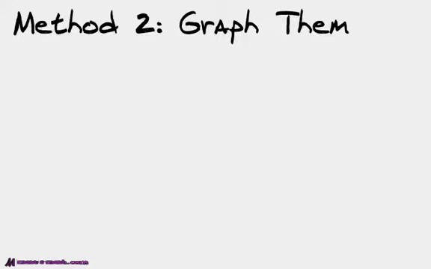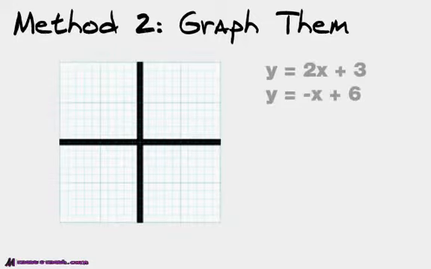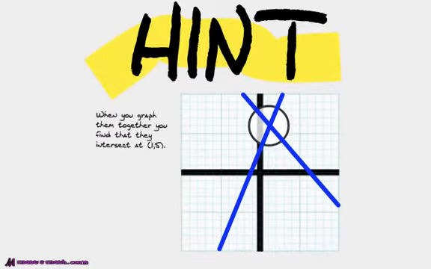Right? The next method is just to graph them. Get your equation there, 2x plus 3, negative x plus 6. Put them on the graph. You've got to start at 3 and then go up 2 over 1. Start at 6, go down 1 over 1. And that gives you your point. Okay, so your second method is just graphing.